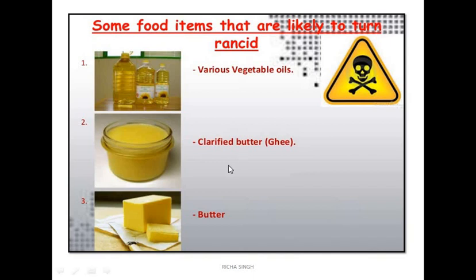Some other foods which get rancid, you can see here butter is there, oil is there, and various other substances which have oil or fat in them, they get rancid.